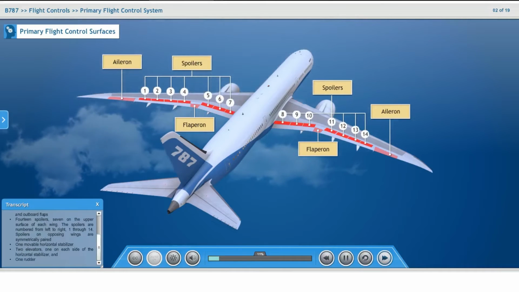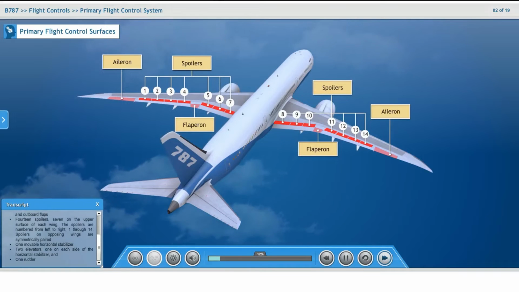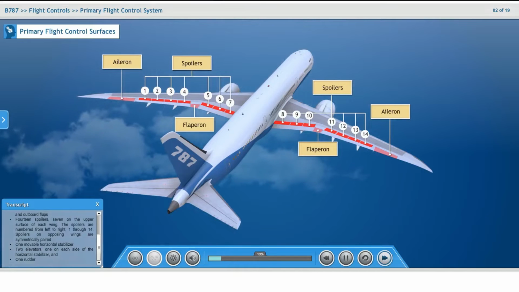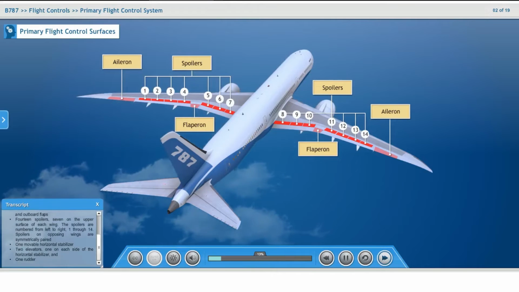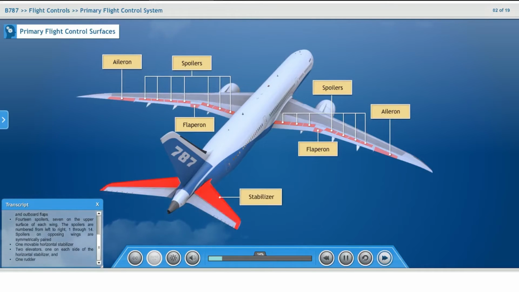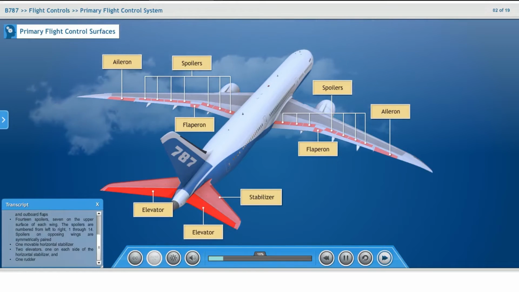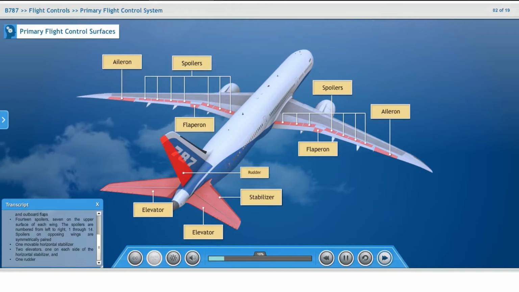14 spoilers, 7 on the upper surface of each wing. The spoilers are numbered from left to right, 1 through 14. Spoilers on opposing wings are symmetrically paired. 1 movable horizontal stabilizer, 2 elevators, one on each side of the horizontal stabilizer, and 1 rudder.